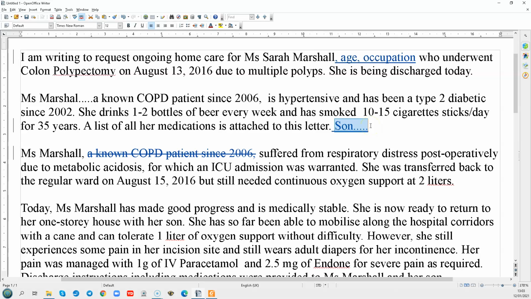She lives with a son, but he's not always there. Okay, so put that there. Okay, so I would have put something about the operation.